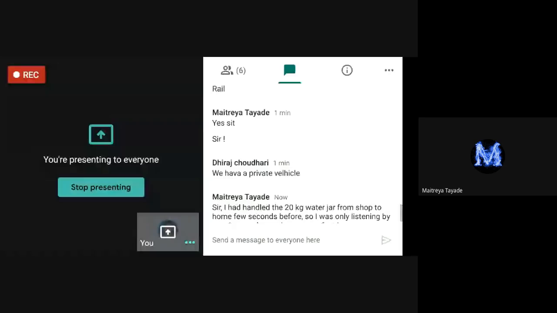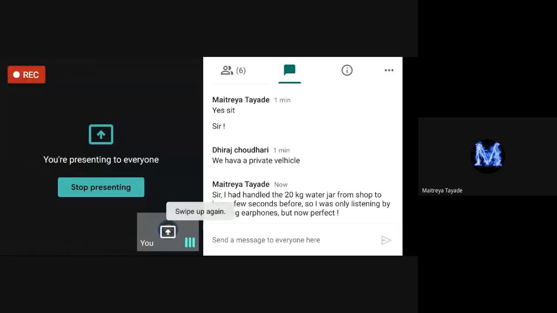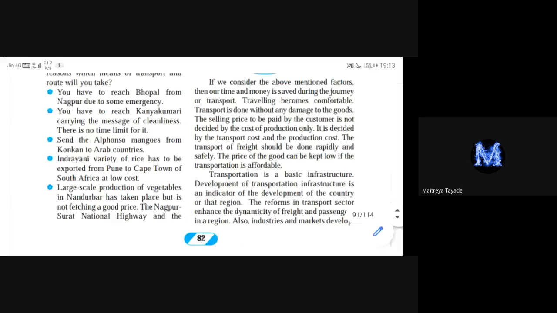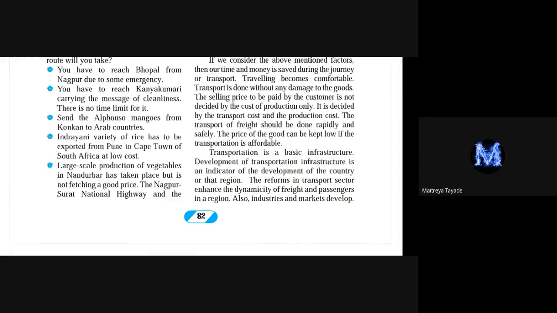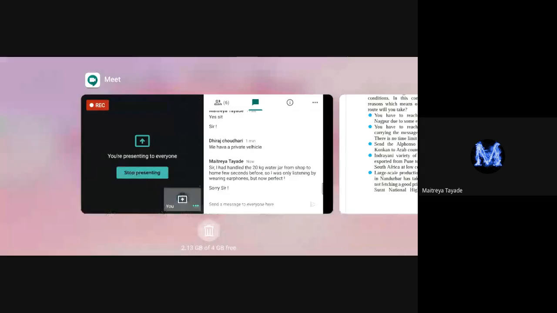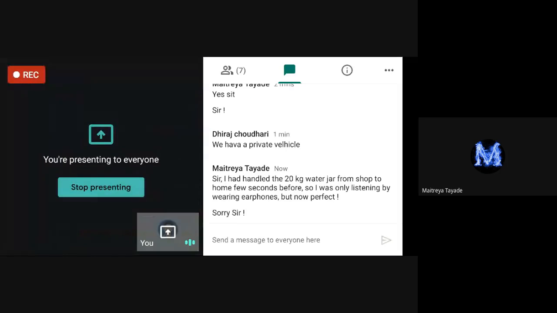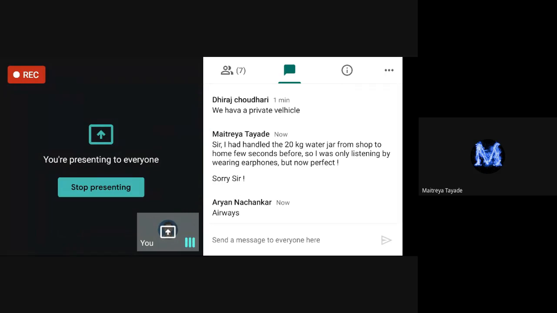All right. So let's take the next condition now. The next condition is to send Alphonso mangoes from Konkan to other countries. Okay, now here is the turning point. Let's say there are Alphonso mangoes. Alphonso mangoes you have to send from Konkan to Arab countries. So which route will you choose for that? Which route will you choose to send mangoes from Konkan to Arab countries?